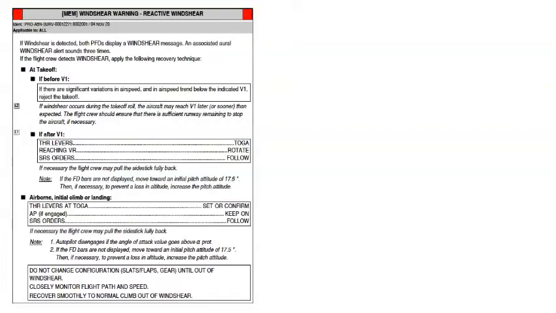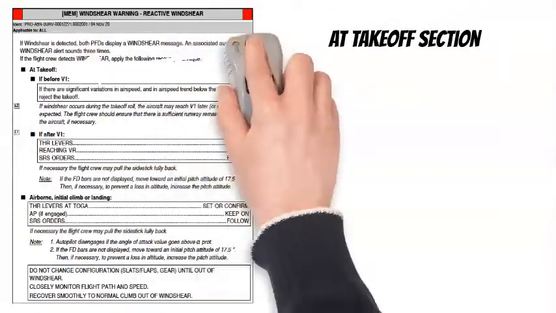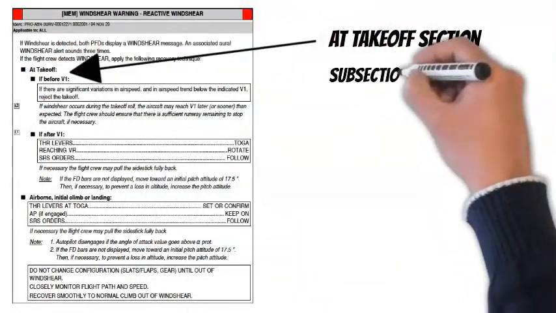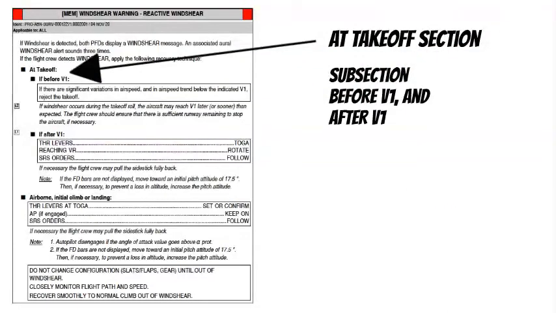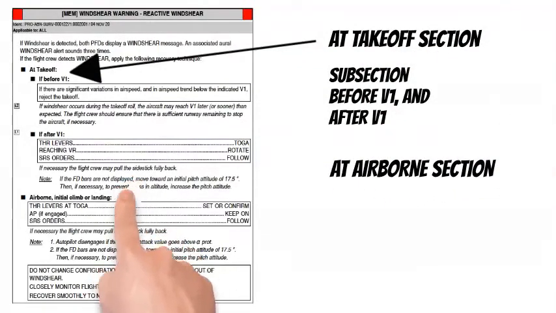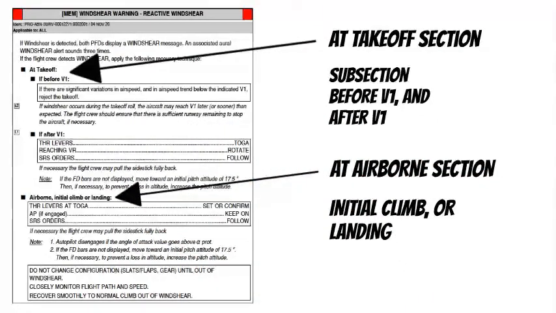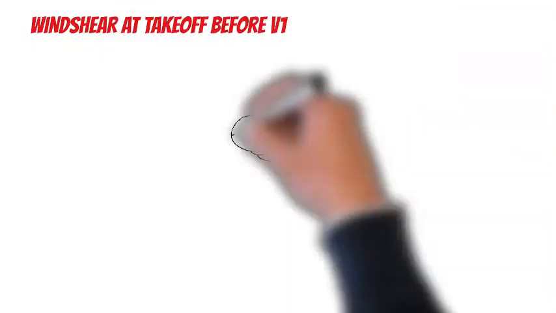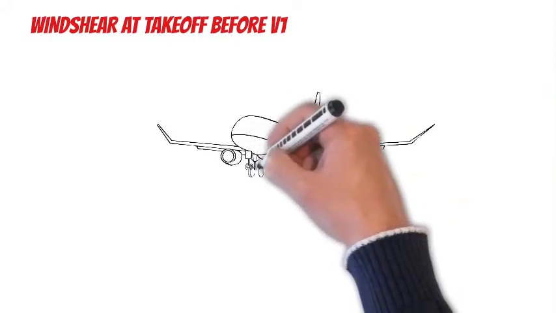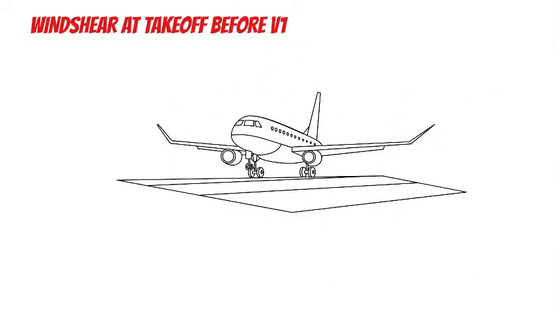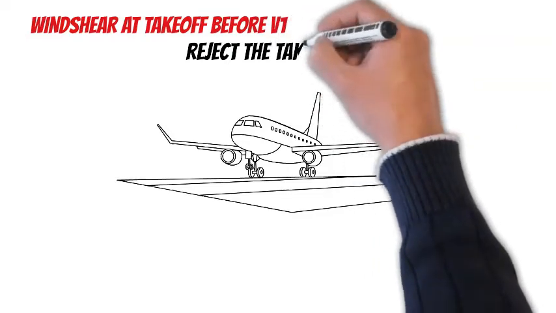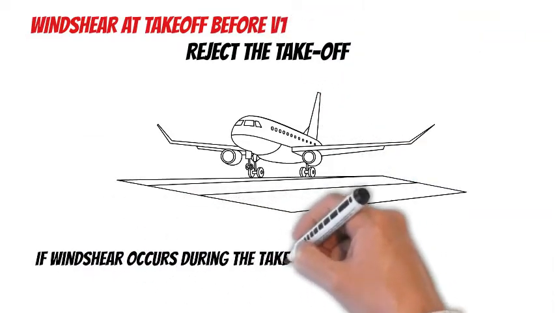In such a case, or if the crew detects wind shear by other means and/or indications, they have to apply the recovery technique, which is divided into: at takeoff, with subsections before V1 and after V1; or airborne, initial climb or landing. If wind shear is detected at takeoff, before V1, and there are significant variations in airspeed and airspeed trend below the indicated V1, reject the takeoff.